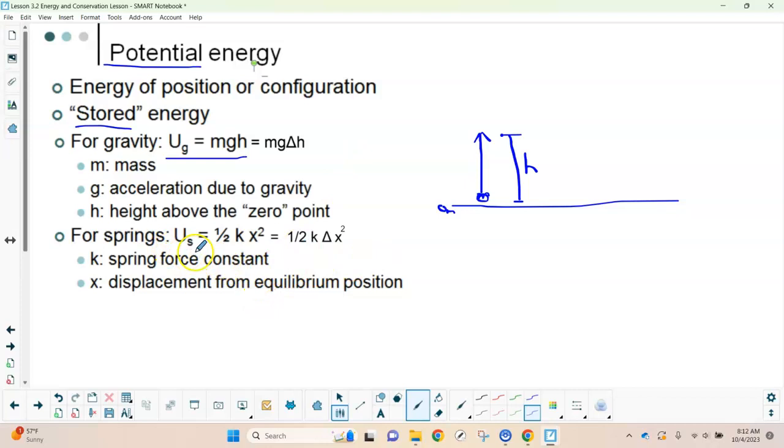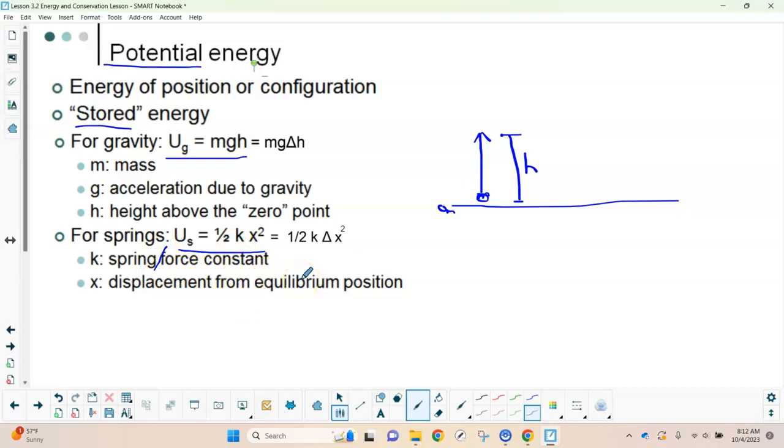Spring potential energy is the energy stored in a compressed or stretched object. The formula for it, these are the same formula, it's just whether you use delta x for displacement or x. But it's 1/2 k x squared. K is something called the spring or force constant, and that just describes the spring itself.